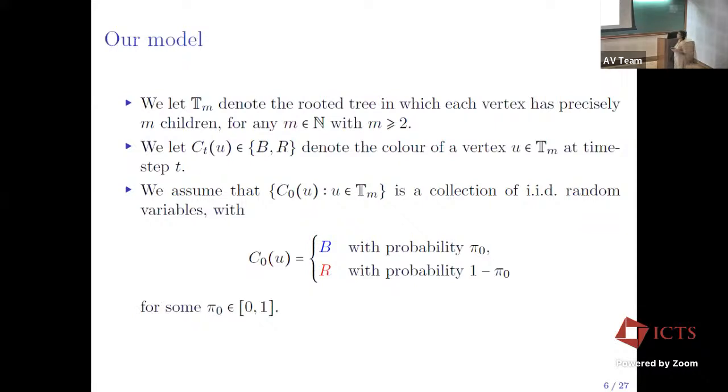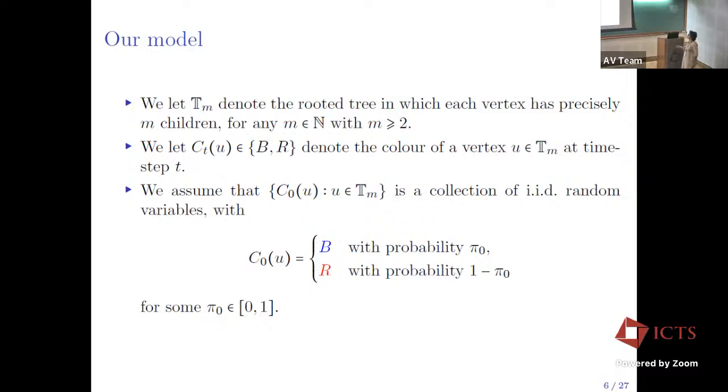And now we come to our model, which we study on rooted regular trees. So it's no longer on the integer line, although this kind of model, we are sort of starting to work on lattices or lattice-like graphs more, starting from this year. So I'll denote by T sub M the rooted tree in which each vertex, including the root, has precisely M children. M is any positive integer greater than or equal to 2.